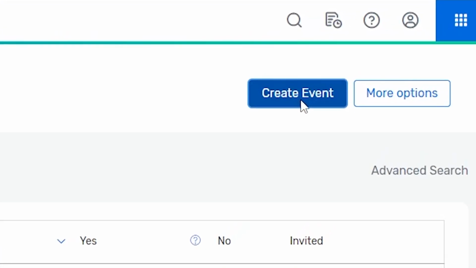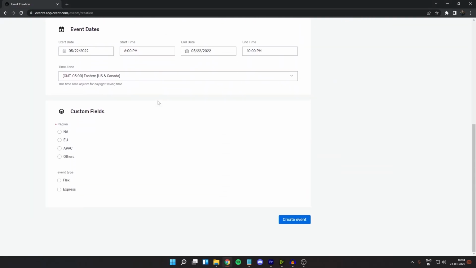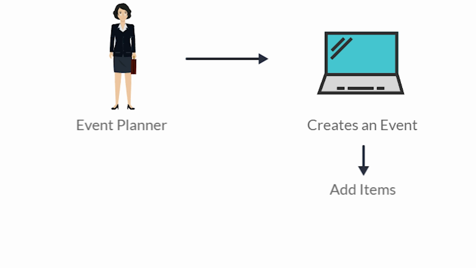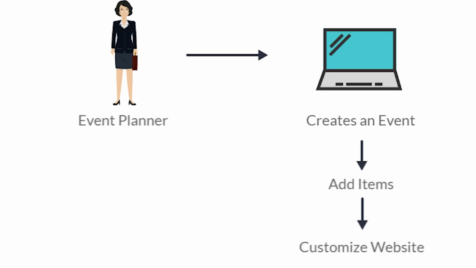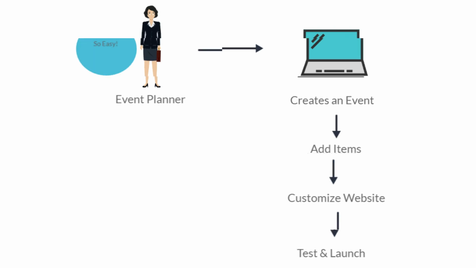The event lifecycle starts at the Event Creation Wizard, where the planner can fill a small form to create an event. After the event has been created, the planner can add items to it, customize the theme and content of the website, and once all of that is done, they can test their website and finally launch registration.